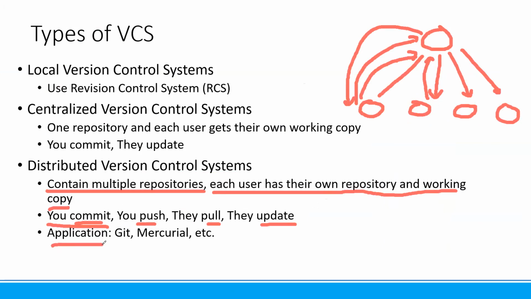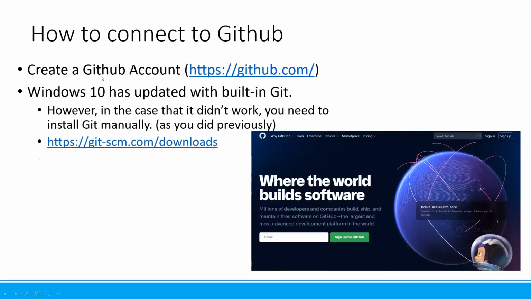The applications that you can use are Git, Mercurial, et cetera. The most common tool for distributed version control is Git. So we are going to use Git, and the cloud we will use, one of the famous ones, is GitHub. If you don't have GitHub, I recommend you create your own account.